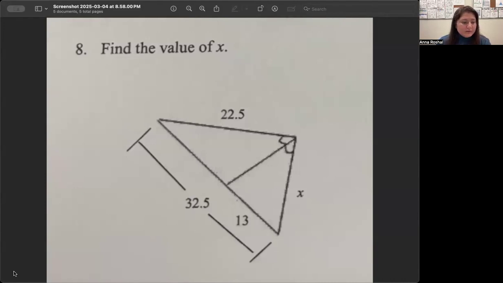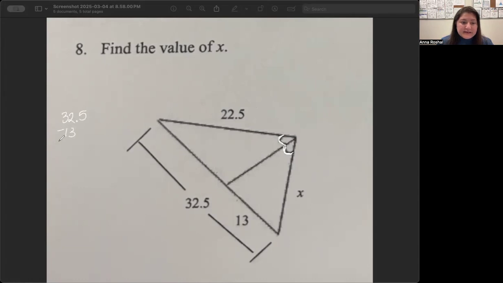So we know that if we have two angles that are exactly the same, our sides are also going to be proportional, right? So if this is 22.5 and this is x, they're kind of like the sides, versus the ones across the angles.